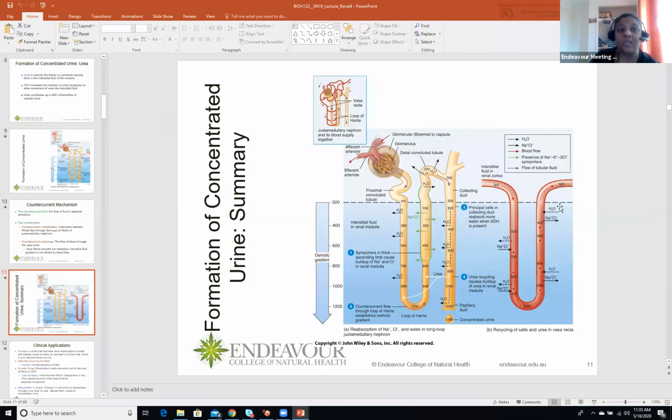So here you can see that in the ascending part of the vasa recta, water is quickly going in while the sodium and chlorides are going out. Okay, so these two mechanisms, the countercurrent multiplication and the countercurrent exchange of the salts, will drive the osmolarity in the nephrons, and they will help to create either a diluted urine or a concentrated urine. Clear?